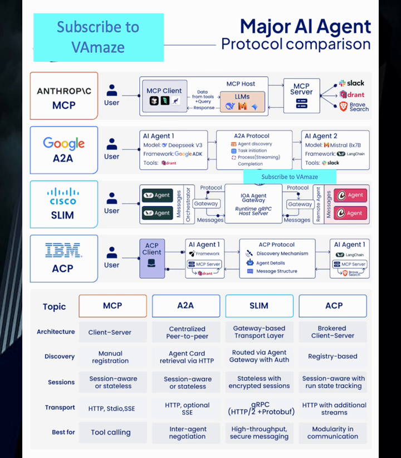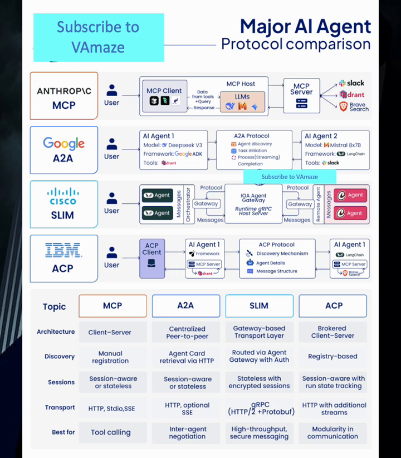Architecture: centralized peer-to-peer. A2A architecture type: centralized peer-to-peer. Discovery method: agent card retrieval via HTTP. Session management: session-aware or stateless. Transport protocol: HTTP, or optional SSE. Best use case: inter-agent negotiation and collaboration. How the A2A protocol works: detailed process.